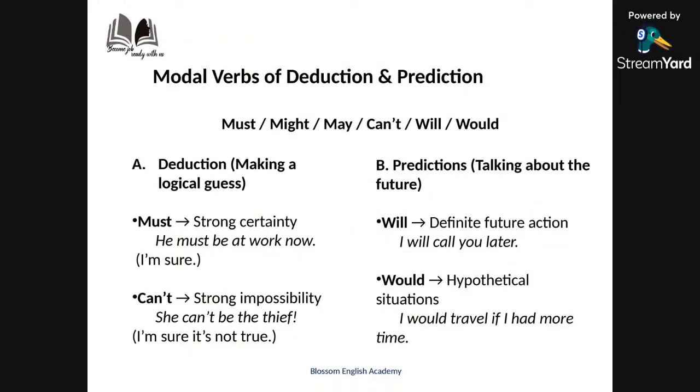And next you have your modal verbs of deduction and prediction. Deduction means nothing but you making a wild guess, but the certainty of that guess being true is higher, because it is a result of a logical outcome.